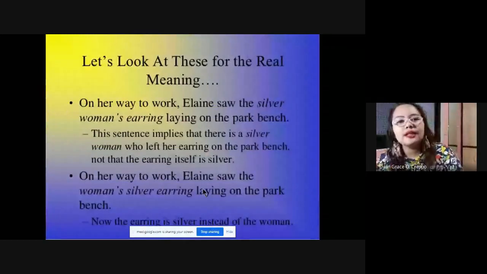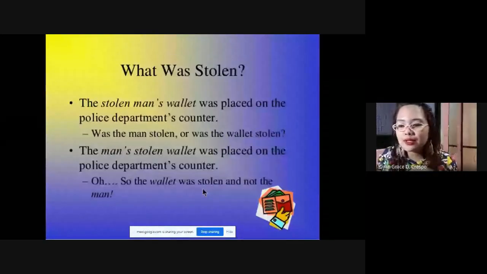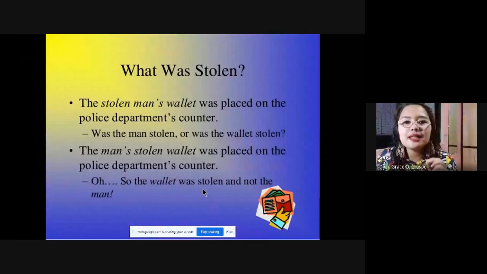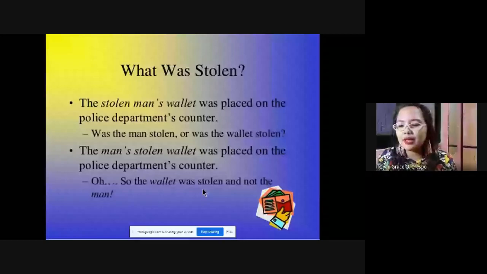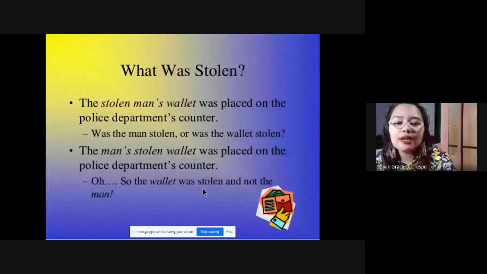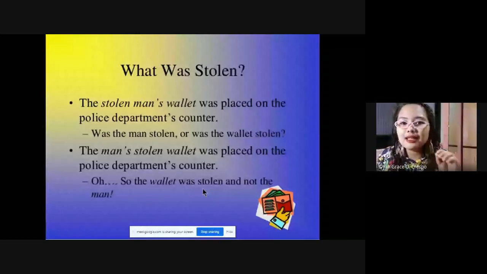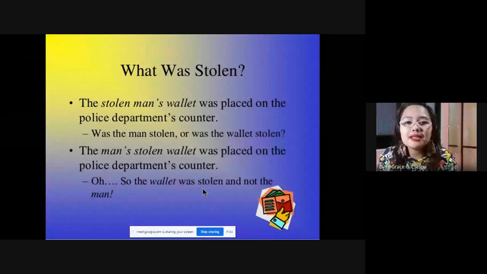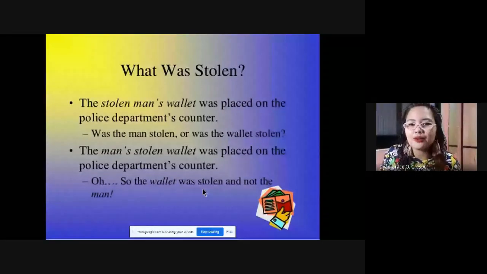Now, okay, this one. What was stolen? The stolen man's wallet was placed on the police department. So bakit siya nagkakalito? Stolen man's. So ibig sabihin, if you will check, ay, teka, who was stolen? Is it the man? No. The one that is stolen is the wallet. So the sentence must be, the man's stolen wallet was placed on the police department's counter.